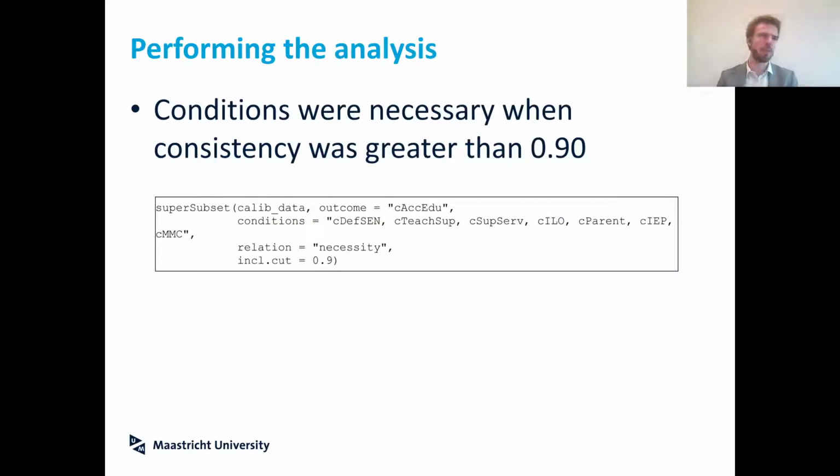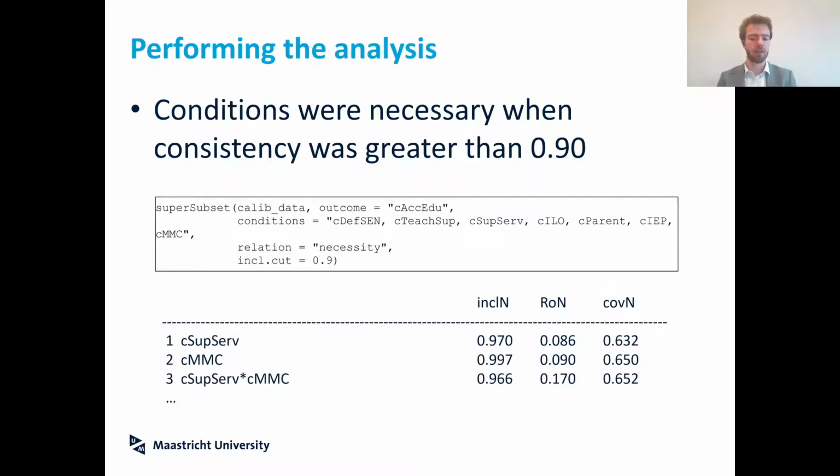First, we did the assessment of necessity. We determined that a condition was necessary when the consistency was greater than 0.90, which is a value found in the literature. We used the superSubset command using the calibrated data set and using the calibrated access to education variable as outcome. For conditions, we used all but the right to education. We determined that we were looking for necessary conditions by indicating necessity as the relation, and the inclusion cut was set to 0.9.